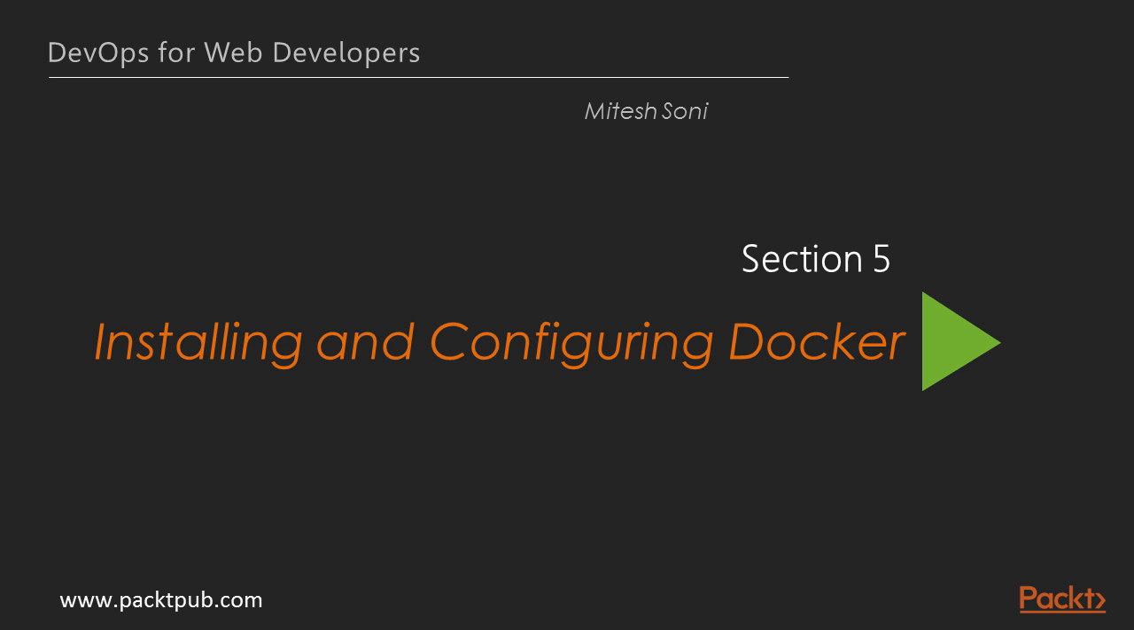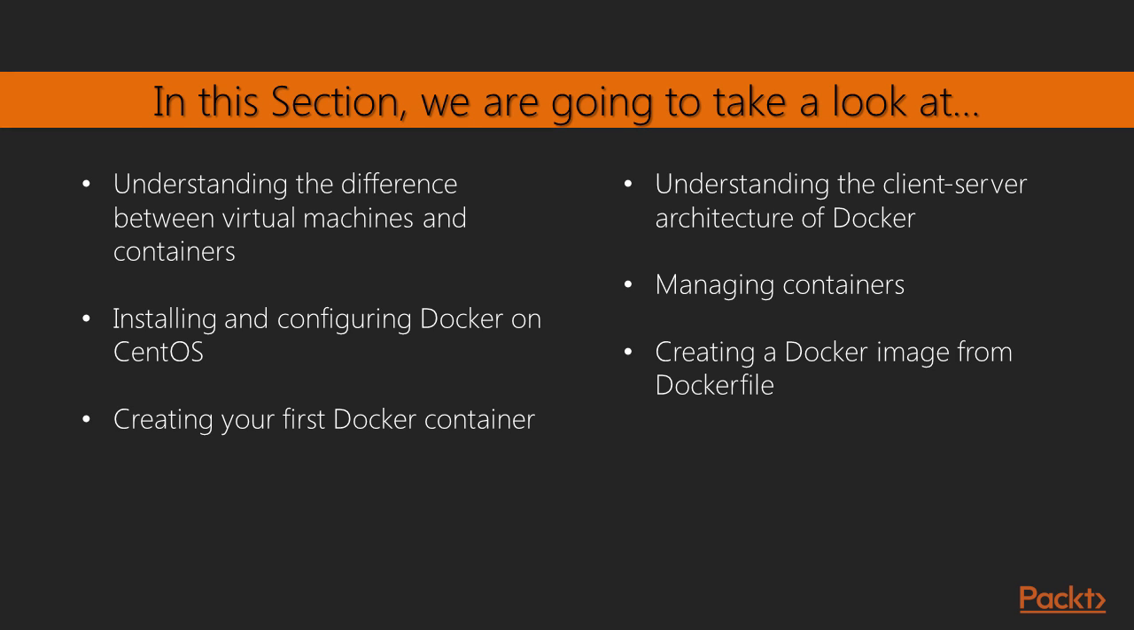We will also cover Docker Hub and the basic architecture of Docker. We will see how to use the Tomcat image available on Docker Hub and create a sample image with a Java and Tomcat installation and a Docker file. The section will demonstrate the following topics: overview of Docker containers, understanding the difference between virtual machines and containers, installation and configuration of Docker on CentOS, creating your first Docker container, managing containers.